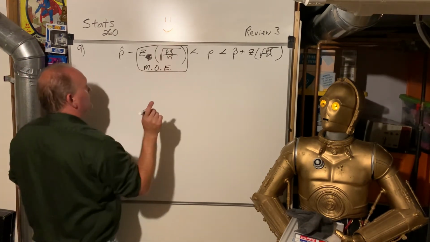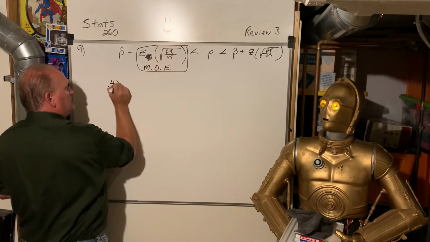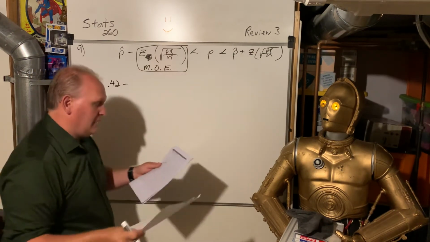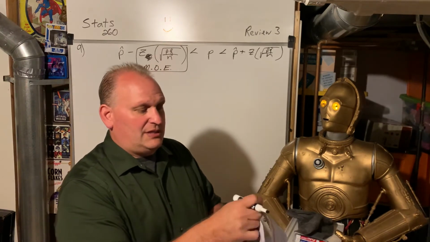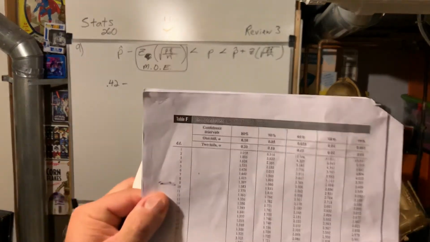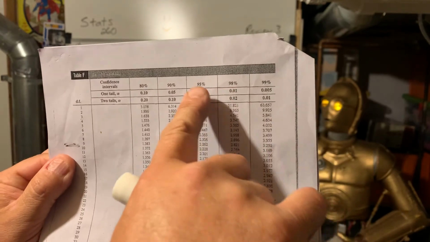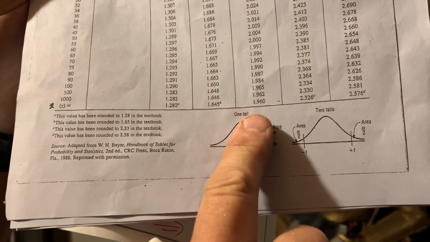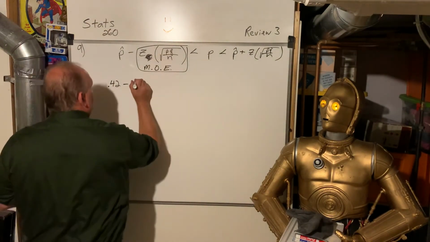All right, so let's put in our values. We have 0.42 minus z. We have to look up again on our chart. 95% confidence. So you go to table F, and we're looking on table F. We're going to 95, and then we're going all the way down to the bottom. That is 1.960. So that's where that came from.